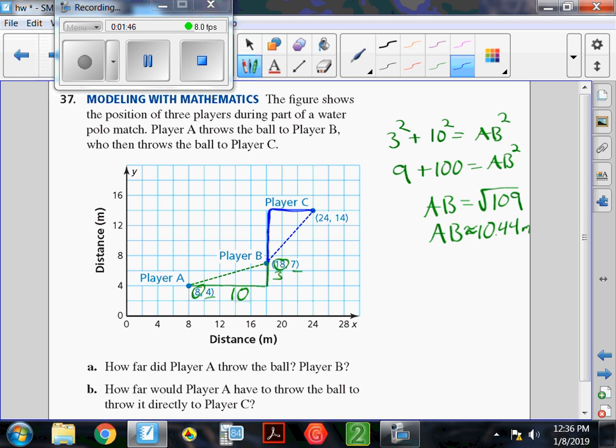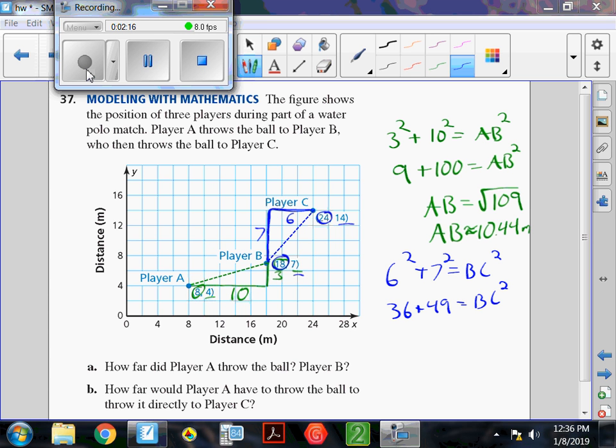I'm going to draw a triangle to go from player B to player C. If I look at the x's again, I'm going from 18 to 24, so that's 6 units, 6 meters. For the y values, I'm going from 7 to 14, so that's 7 meters. So 6 squared plus 7 squared is going to equal BC squared. It's 36 plus 49. It's equal to BC squared.